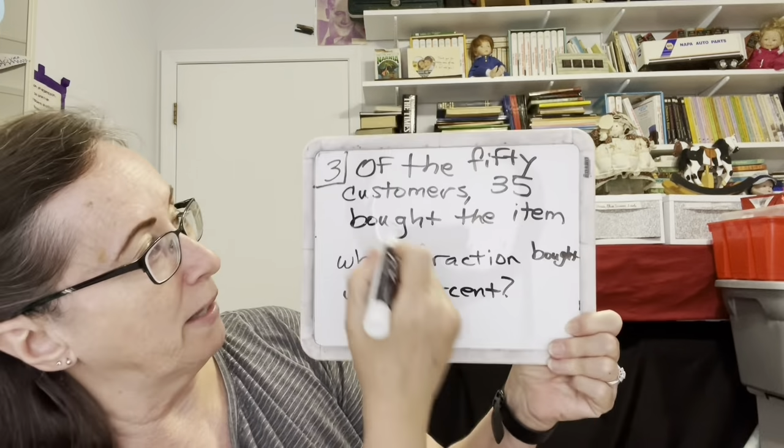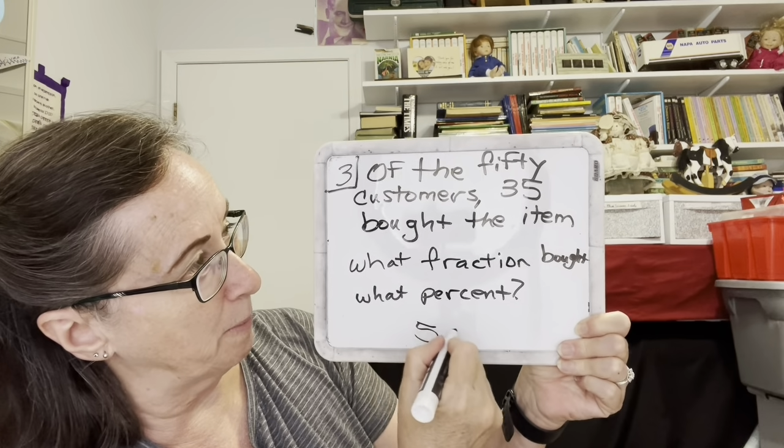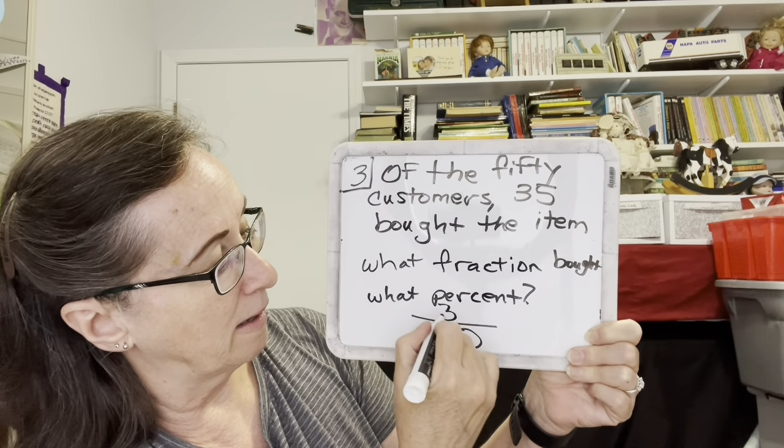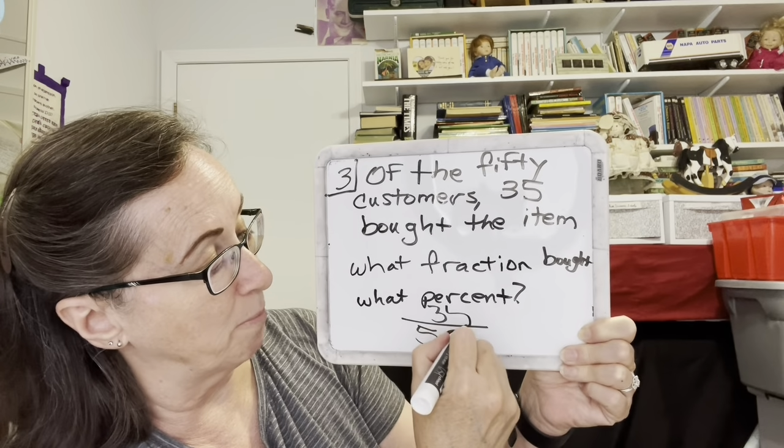Number 3. Of the 50 customers, 35 bought the advertised item. What fraction of the customers bought the advertised item? What percent bought the advertised item? Okay, so there's 50 customers altogether, and 35 bought. So when we put the altogether number, 50, on the bottom, 35 bought out of 50 altogether.